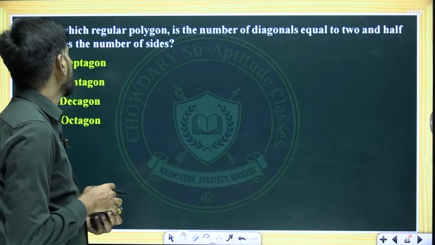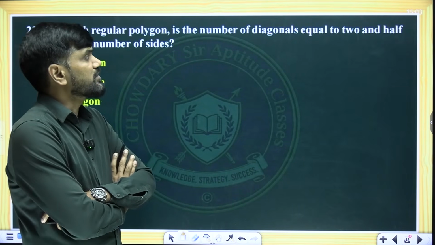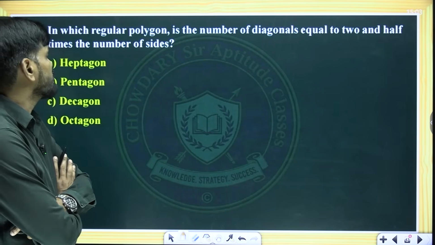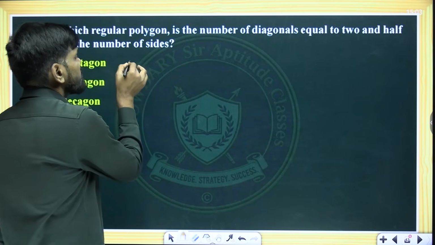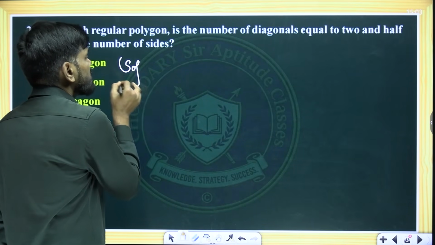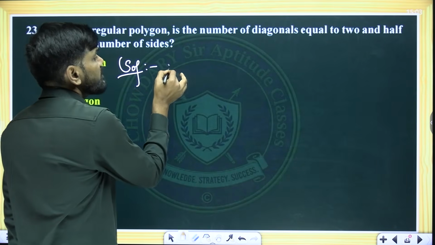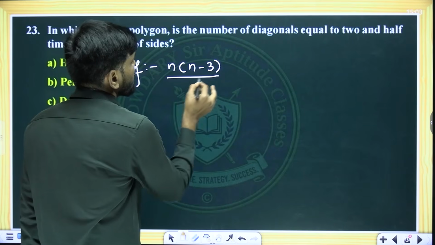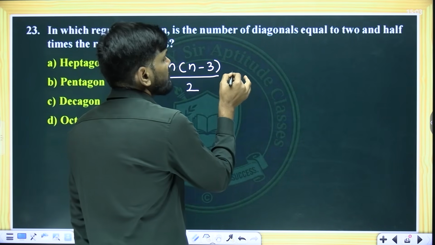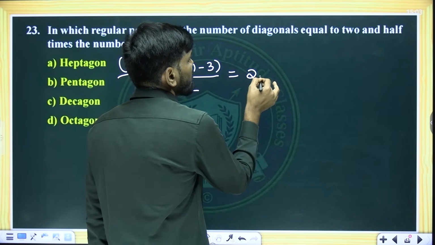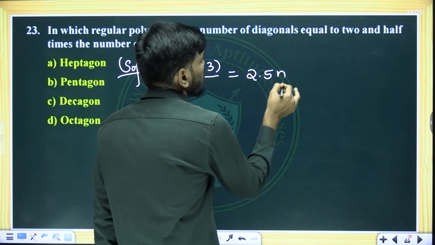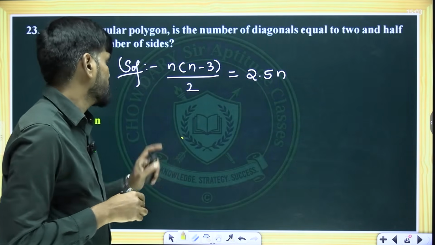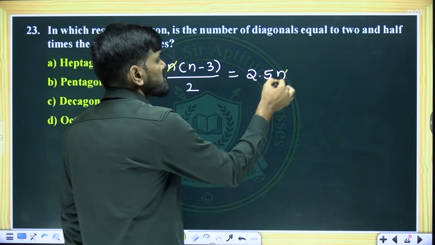Next, problem number 23. In which regular polygon is the number of diagonals equal to 2.5 times the number of sides? So the number of diagonals must be equal to 2.5 times the number of sides. That's what they are saying. So the number of diagonals is given by the formula n into n minus 3 by 2. That is equal to 2.5 times the number of sides. Now go for cancelling the values here. N gets cancelled.